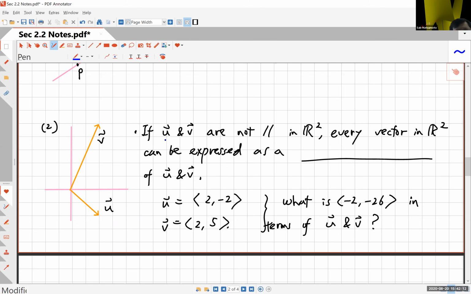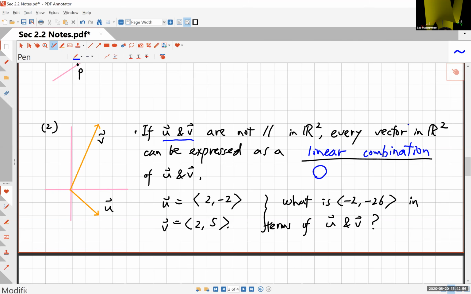But if u and v are not parallel and they are 2-dimensional vectors, then every vector in the 2-dimensional space on the plane can be expressed as a combination, more technically, a linear combination, a super important term in linear algebra, of u and v. And all that means is that you have some scalar times v plus some scalar times u is equal to the vector that is given to you.